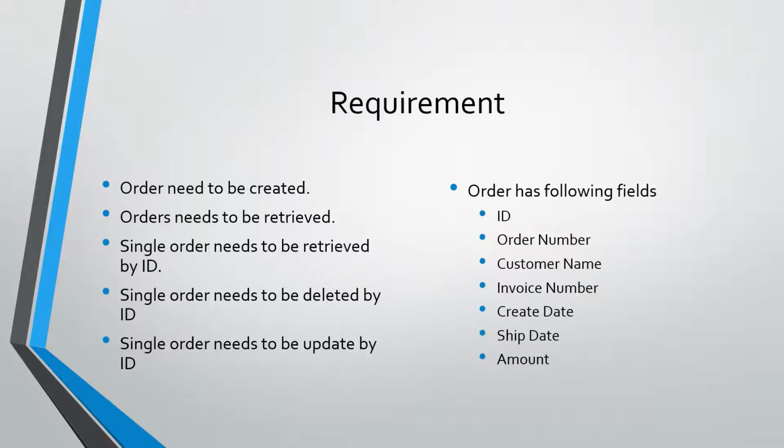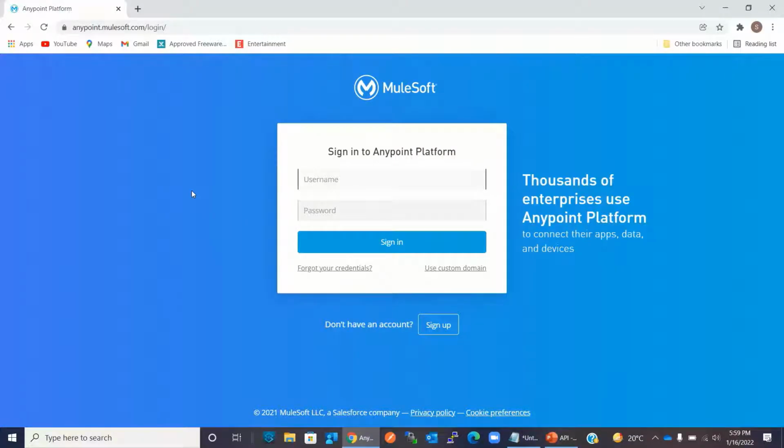Based on this information, I'm going to design API endpoints. I will create a RAML specification in Design Center. Once we have designed the API endpoints, we will test them in Design Center and publish the API to the exchange. Now I will log into the Anypoint platform. I will use my user ID and password to log in.